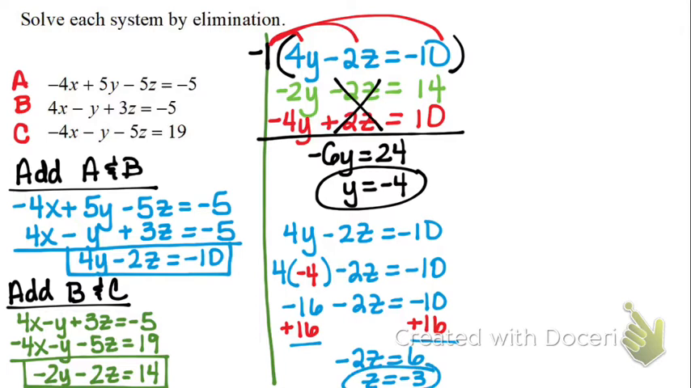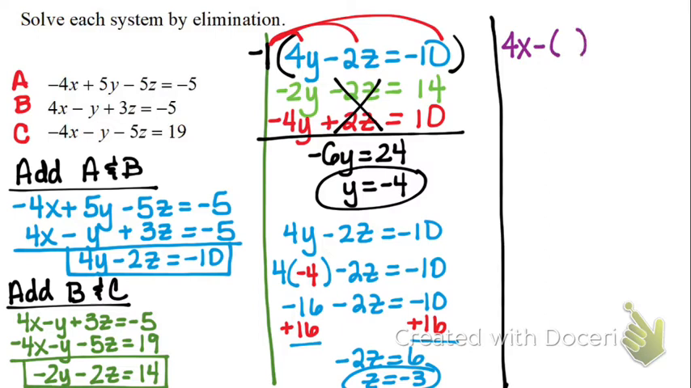Now we got to find x. So let's go to the top. We can work with A, B, or C. Raise your hand if you want to work with A. Who wants to work with B? C? B it is. So 4x minus, I'm going to put a parentheses, plus 3z equals negative 5.